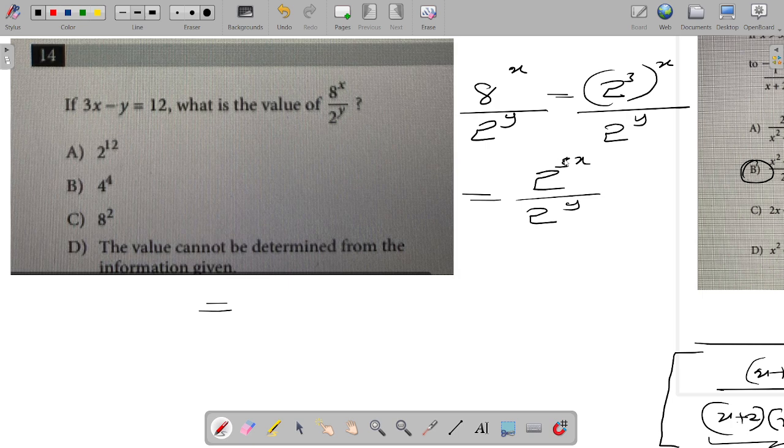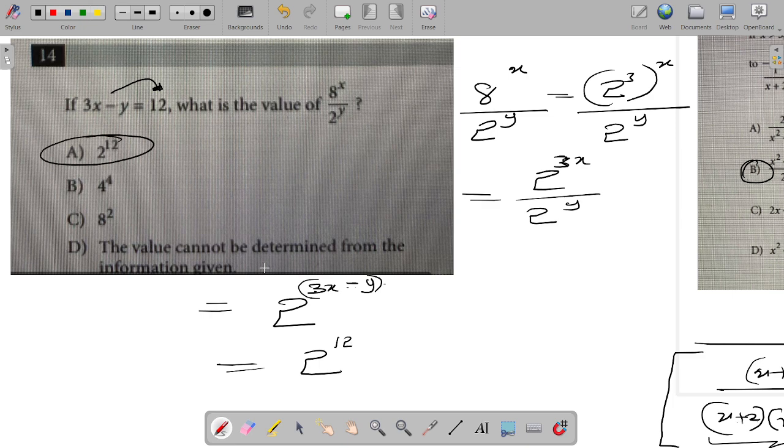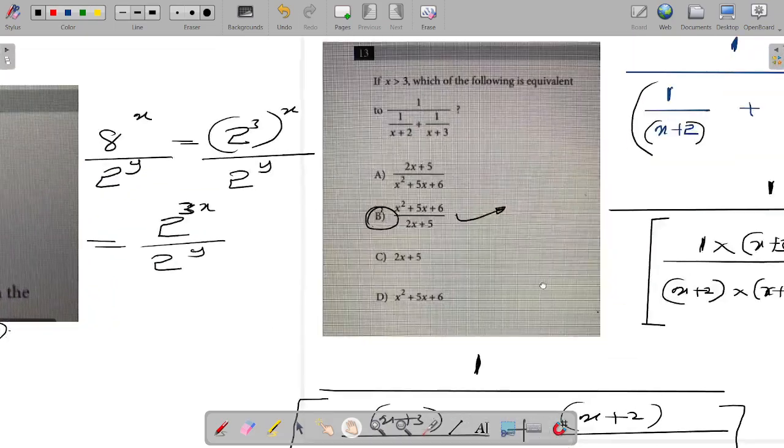And if I apply the law of exponents, which is the division law, this will definitely become 2 raised to the power of 3x. When you have a division, you subtract the powers. So now I can easily see that it is 2 raised to 3x minus y, and 3x minus y equals 12, right? That's been given. So the whole of this expression here is 12, and option A is correct. So I've solved this question before, all right? So that is basically how it works.